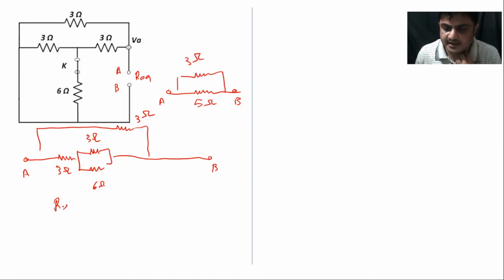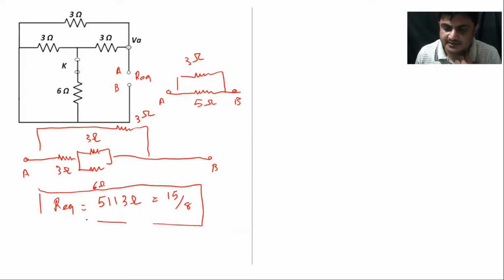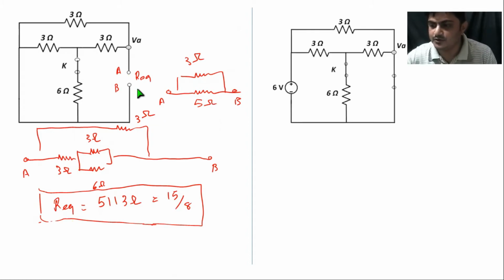So R equivalent is nothing but 5 ohm in parallel with 3 ohm. So 5 times 3 is 15, divided by 8. Now I have another variable, R equivalent, that is equal to 15 divided by 8. Now our target is to calculate only IL infinite, that is the current flowing through this particular branch at steady state condition. So let me draw the equivalent circuit.